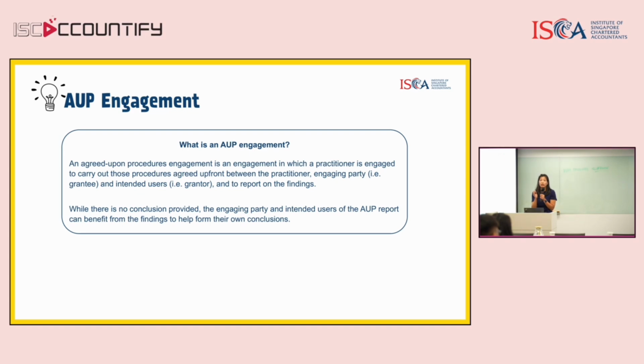So in a way, everybody agrees upfront what the procedures to be performed are. Later on, after performing the procedures, a report will be provided to the grantee and the users, of which you can take a look at the findings. One thing to note is while there is no conclusion provided, the engaging party and intended users can benefit from the findings to help form their own conclusion. Based on the findings from the report, you can then assess whether the terms and conditions have been complied with or met for the grant itself.